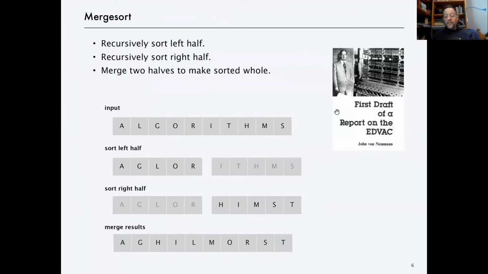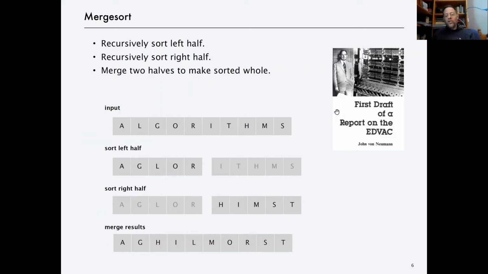So the way we would do this is to sort each half of the set independently. And then we need to combine these two sorted sequences efficiently. So for example, if we have the word algorithms and we want to sort the letters in that word, we would split it up into two equal parts. Then we sort the left half and we sort the right half independently. So then we get AGLOR and HIMST. So that's what we get if we sort the two parts separately.